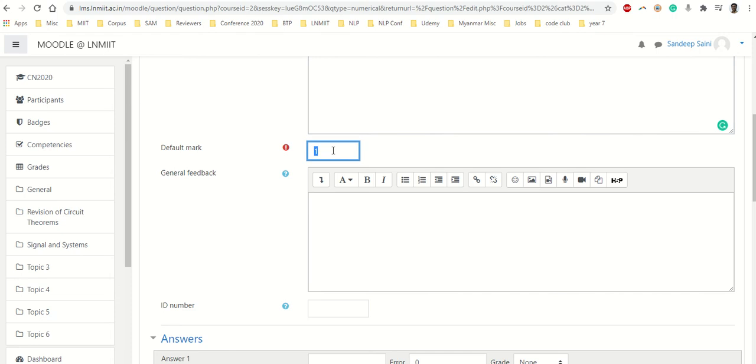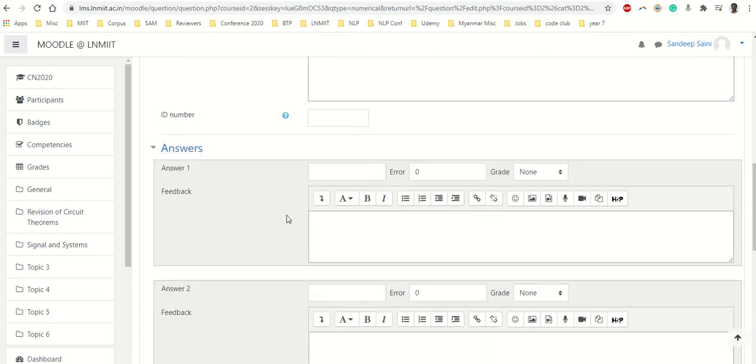Fine. So default marks can be anything that you decide. And here we write the answer. So my answer is 34 volts and I can give an error tolerance. So I can say, okay, if someone is missing the answer by, let us say, 0.5 volt, so 33.9 or 34.2, all those can also be accepted. So this is my 100% weightage.